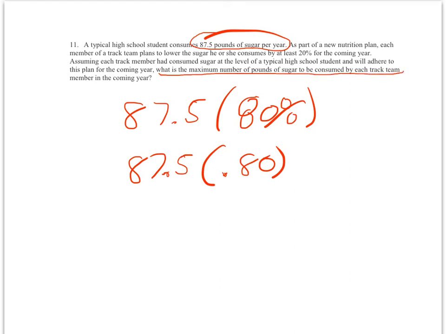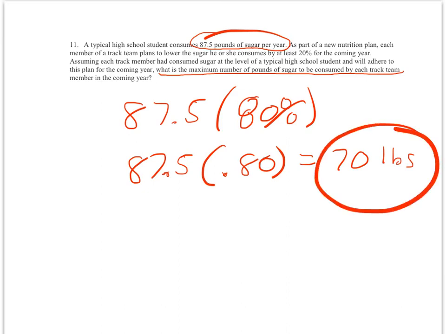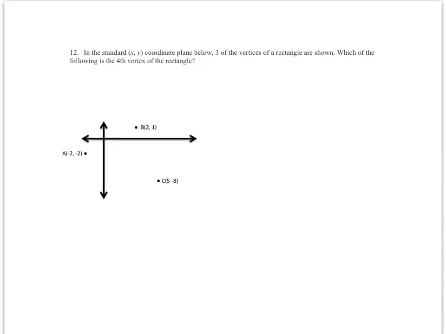Well, if you're reducing it by 20, it means you're keeping 80. If you multiply 87.5 times 80% using a calculator, that gives you 70. So that is the most number of pounds someone's going to consume in a year if they're reducing it by 20%, 70 pounds.